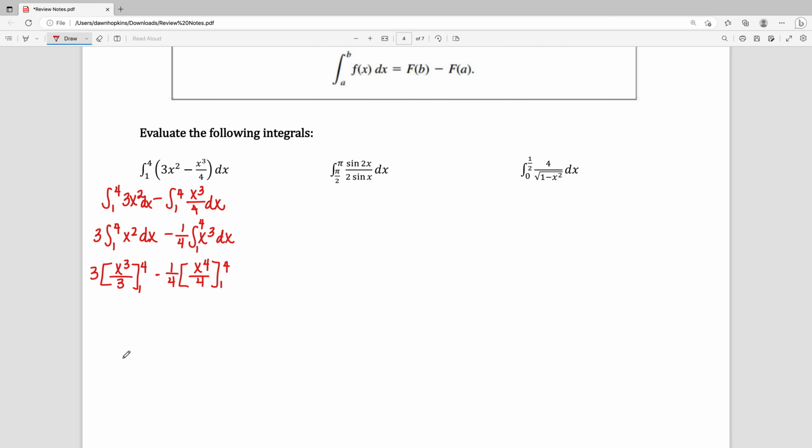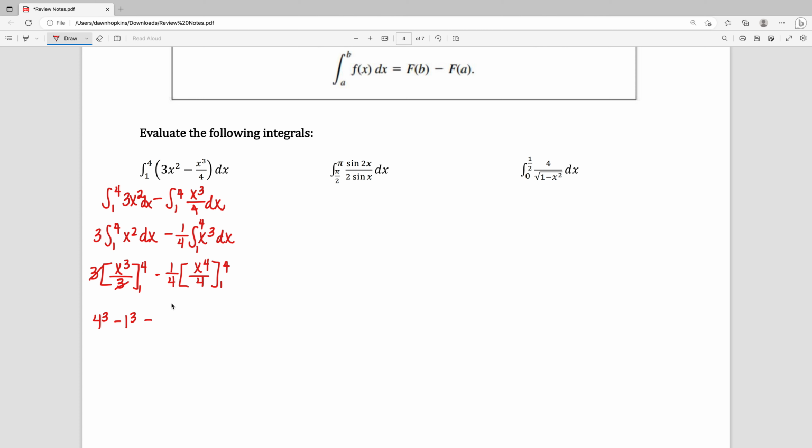Now, 3 times x cubed over 3. I can take the 3's and cancel them. So now we're just looking at x cubed from 1 to 4. So it's going to be 4 cubed minus 1 cubed.